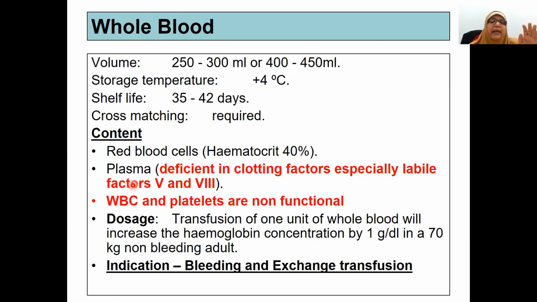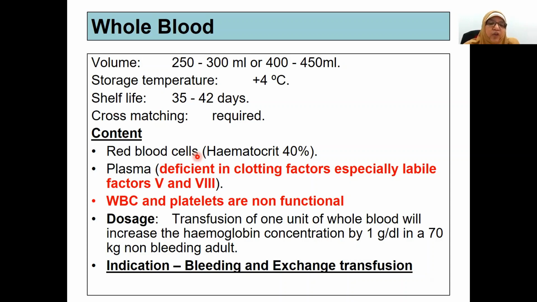When it comes to whole blood, I just want to reiterate again, the only thing you get from whole blood is red blood cell. That's all. You don't get white cell, you don't get platelet from whole blood. Why? Because they are all dysfunctional. Platelet, white cell, the lifespan from the point of collection is only about 8 hours.